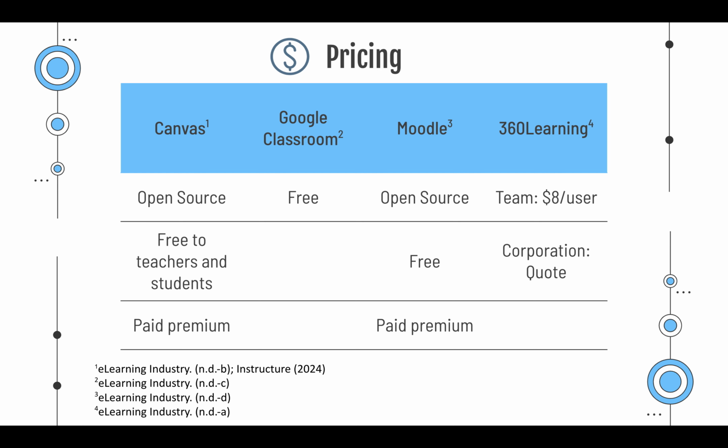Moodle, like Canvas, is open source and is actually quite free. You can do a paid premium option as well, but there are a lot of capabilities in the free model. And then 360 Learning, that starts out at an $8 per user account for a team up to 100 people. After that, you have to upgrade to a corporation account. That is based on an individual quote, so I don't have a tremendous amount of information there, but that one may end up being one of the more expensive options.